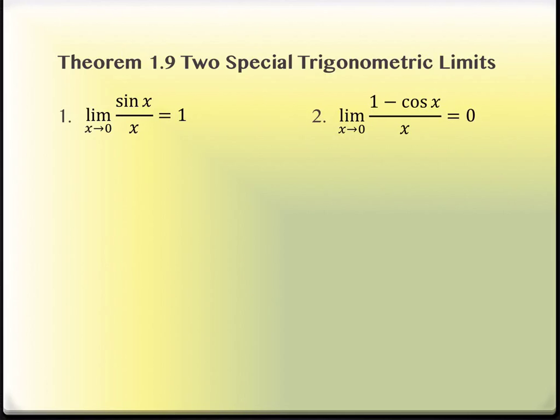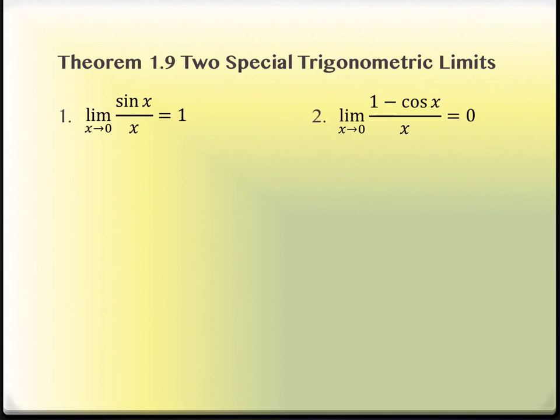So the first one says the limit as x approaches 0 of sine of x over x is 1. And then the limit as x approaches 0 of 1 minus cosine of x over x is equal to 0. So just look at the first one. What would happen if you plugged 0 into that function?